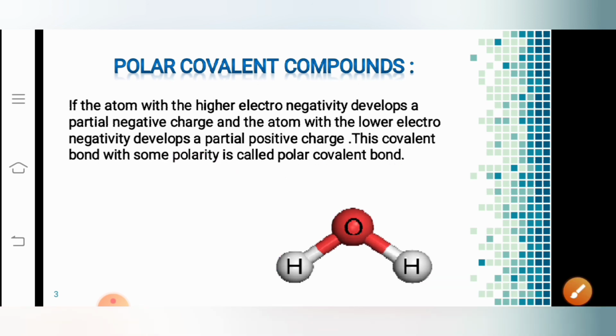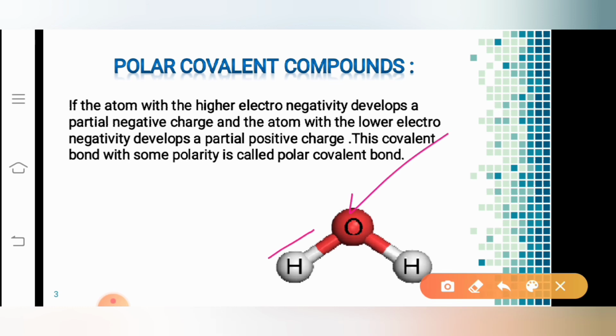And also please remember, when I say electronegativity, it means they will pull the electrons from the opposite atoms. When I talk about oxygen having more electronegativity, it pulls the electrons from the opposite atoms. Electronegativity is all about pulling the electrons towards itself.